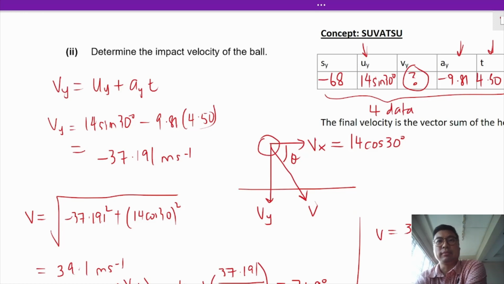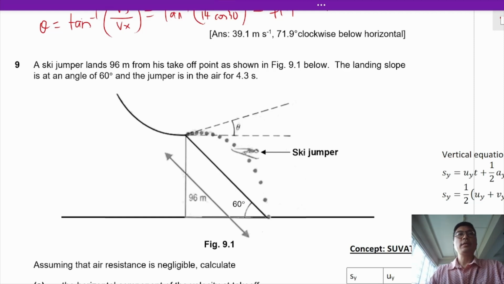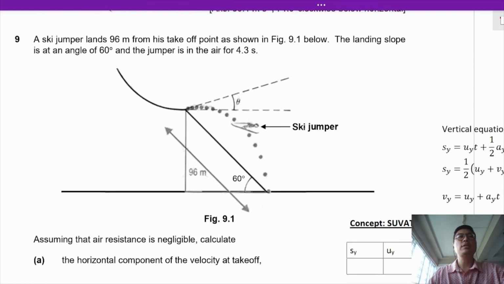Okay, so this is question 8. Okay, let's take a look at question 9. A ski jumper lands 96 meters from his takeoff point as shown in figure 9.1 below. The landing slope is at an angle of 60 degrees and the jumper is in the air for 4.3 seconds. So now we need to find out the horizontal component of velocity and the vertical component of velocity.